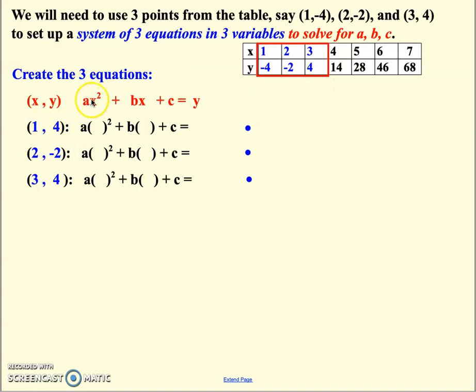And then what I'm going to do is take the general form equation. I'm just going to put y at the back. And I'm going to drop in the x value and the y value from the coordinate. So we're going to drop those in for each one.